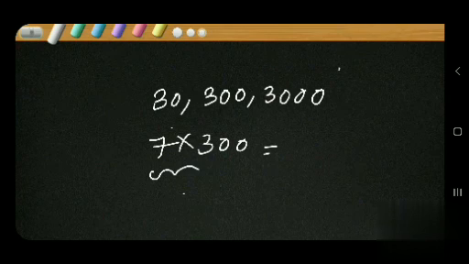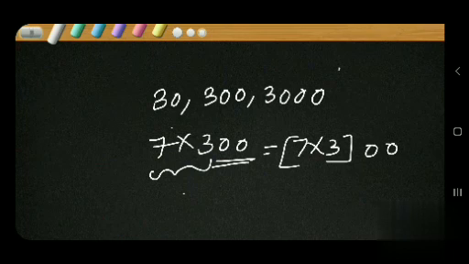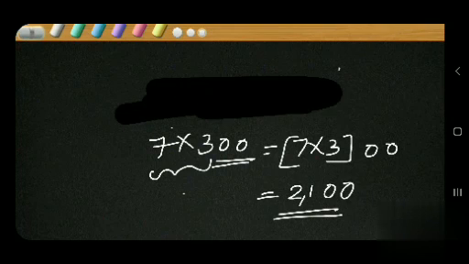Yes, for this first we have to multiply 7 into 3, and with this answer, how many zeros? Yes, 2 zeros. Why? In 300 there are 2 zeros. 7 3s are 21 and 2 zeros with this: ones, tens, hundreds, comma, 2100 is the answer. Have you understood? Okay.